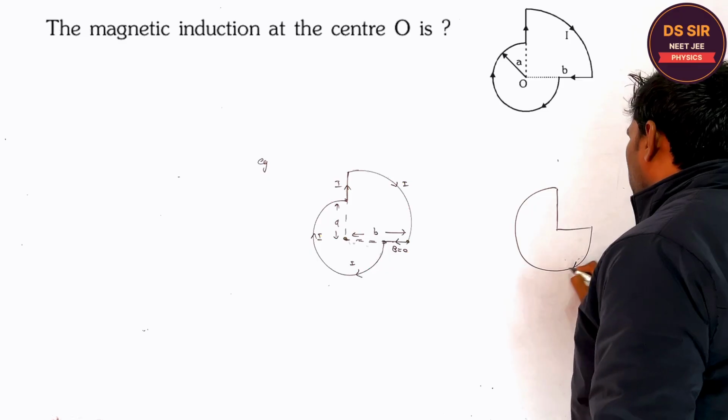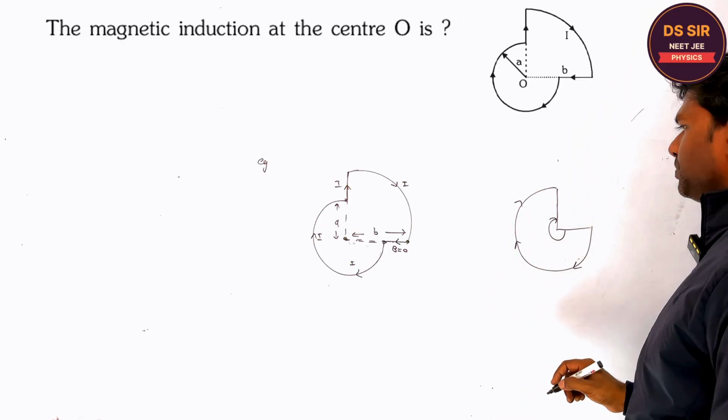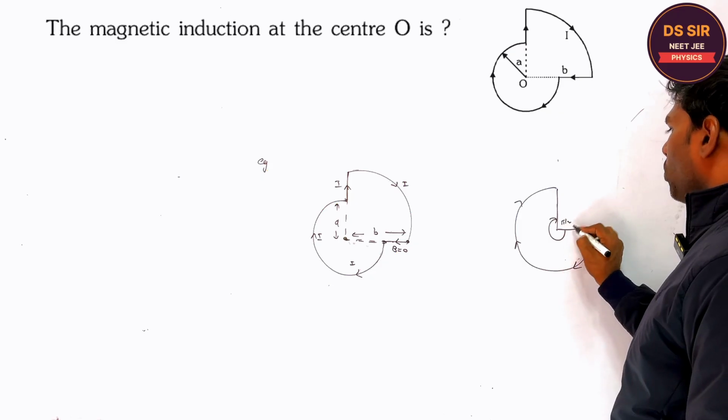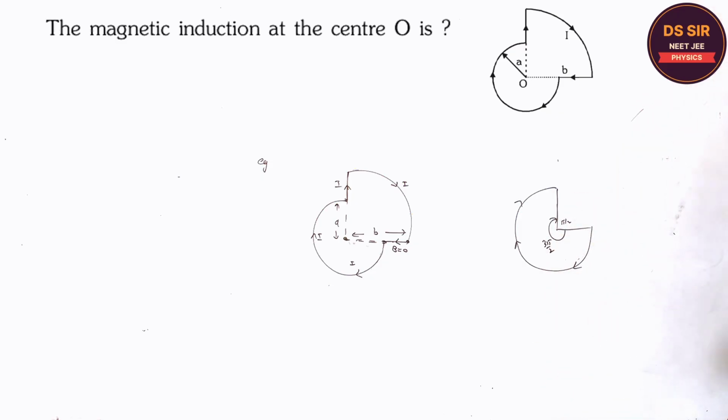Fine. Like this, like this. So what is the angle made? If this is pi by 2, what is this angle? 3 pi by 2. Are you getting it or not?